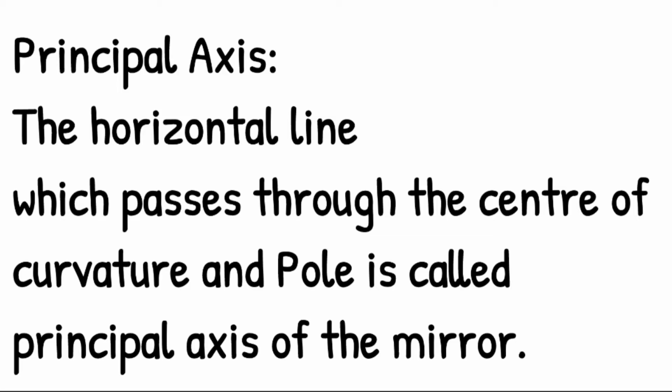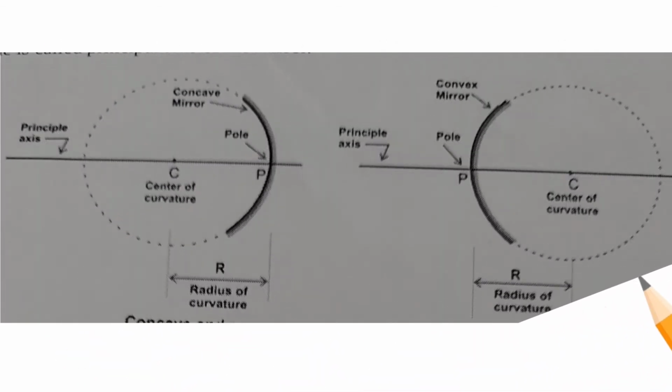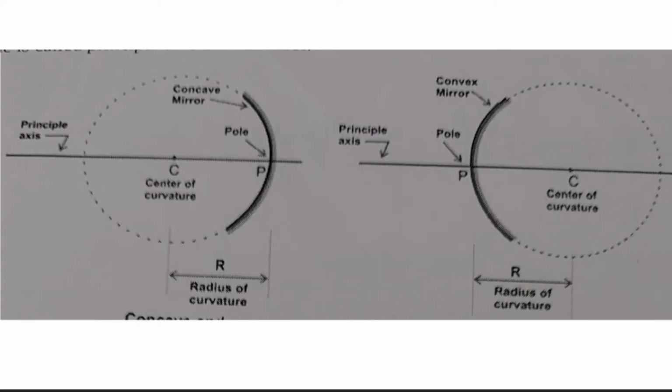Okay, so here you can see the horizontal line. You can see here in the concave mirror and also in the convex mirror. So here the shaded part is light here. Okay, it is very light in this diagram. Okay, so here it can be given like this also.